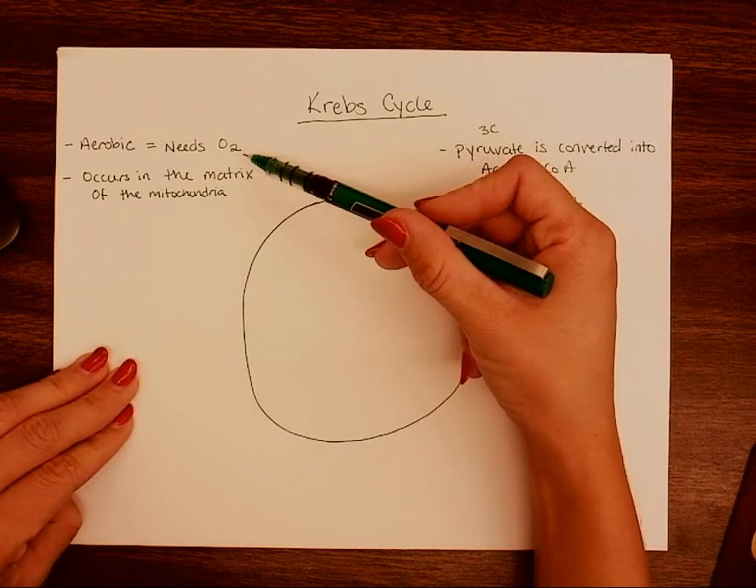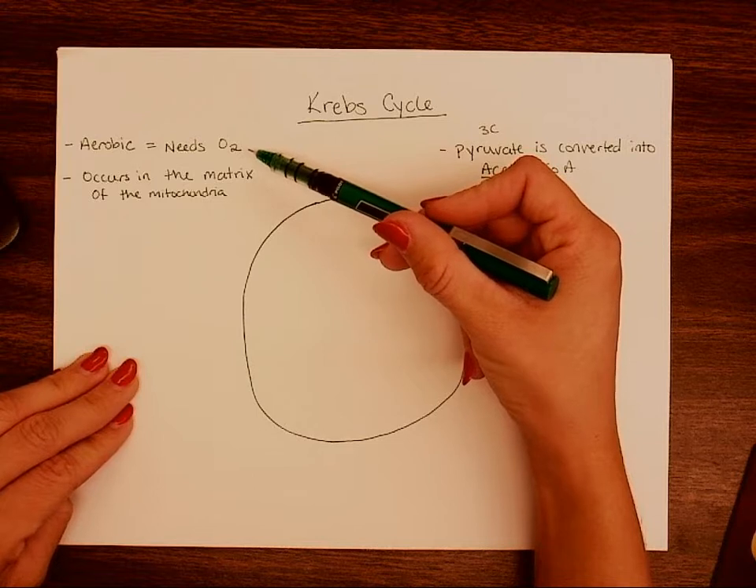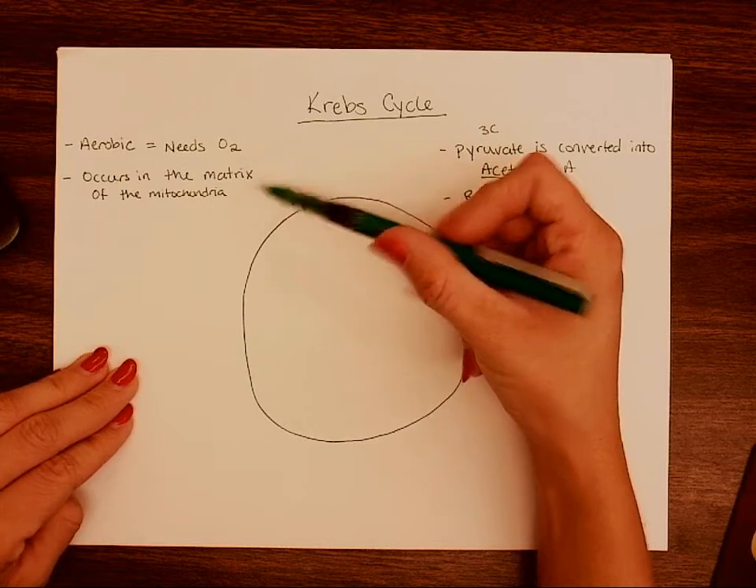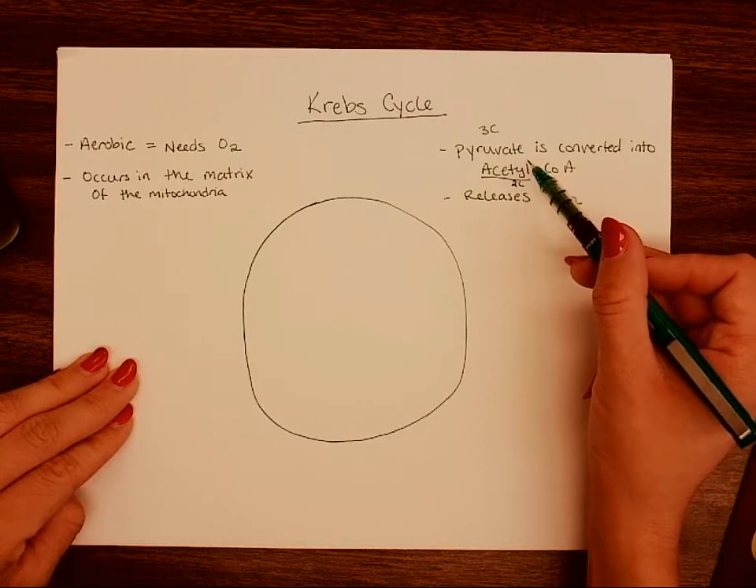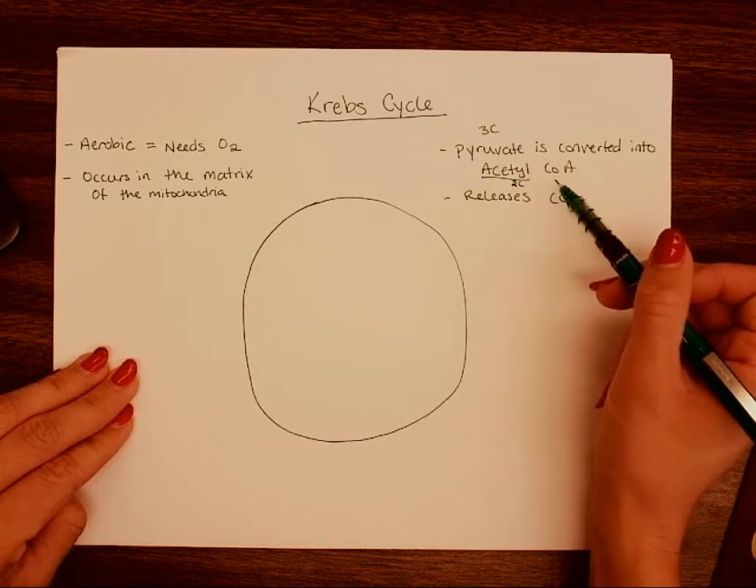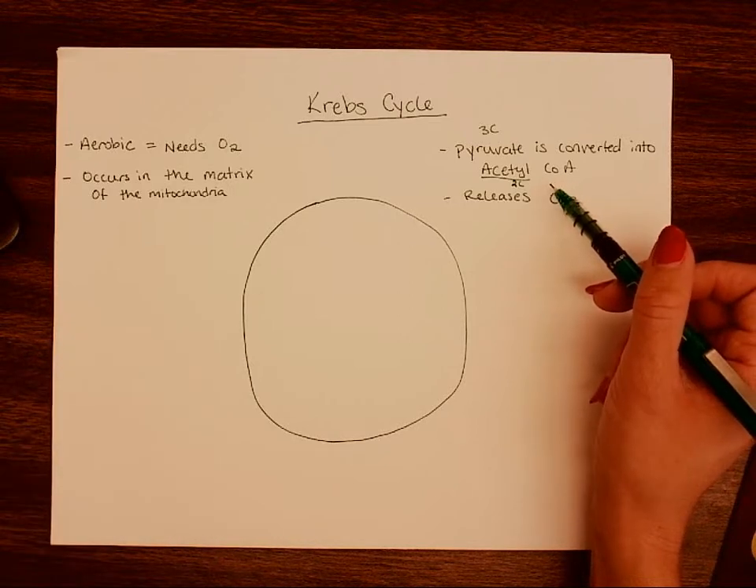Krebs cycle is aerobic, which means oxygen needs to be present for this to take place. If oxygen is not present, pyruvate is going to go through fermentation. So instead of being converted into acetyl-CoA, it's going to be converted into lactic acid or ethyl alcohol.